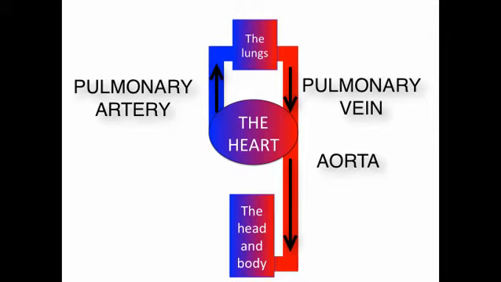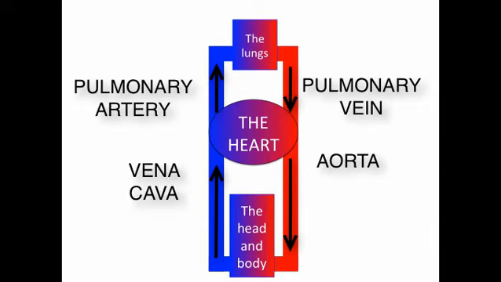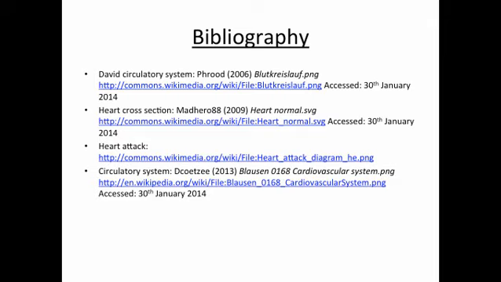So once the blood reaches the head and the body, it then loses the oxygen. It passes that oxygen to the body cells that need it to do respiration, and receives carbon dioxide from the same cells. The blood is then brought back towards the heart again under much lower pressure in the vena cava, which is a vein. And there's the bibliography.